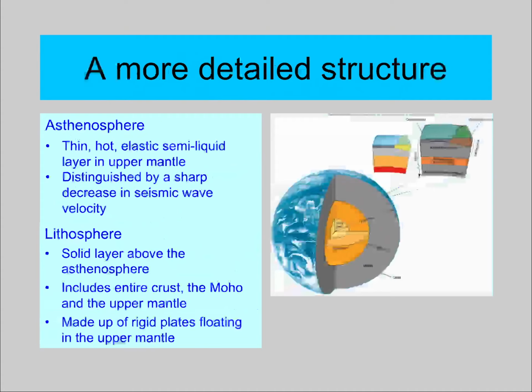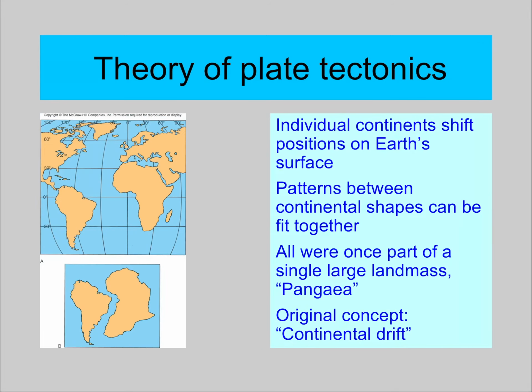And these are our plates. They are made up of rigid plates floating in the upper mantle. So essentially, if we look at here, the lithosphere is all three of these combined. The asthenosphere is part of the mantle, but it's liquid. And so these plates can float around, and as you might guess, can cause earthquakes, which we're going to talk about, though not today so much.